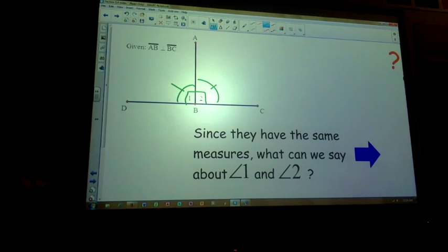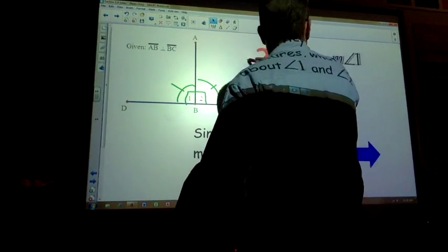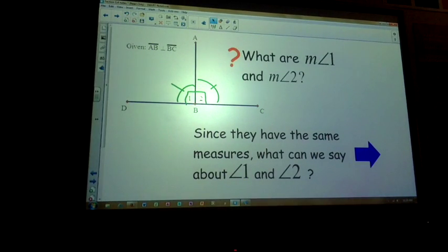Hold on. Talk to me. How do you know that two lines are perpendicular? It means it creates 90-degree angles. So what is the measure of angle 1, what is the measure of angle 2? 90 and 90. So did you say those two would be supplementary? They would be supplementary. They also form something called a linear pair, but we're not there yet. May I move off that?